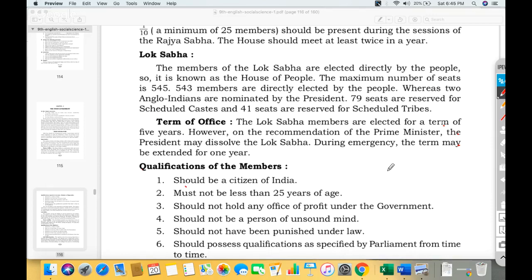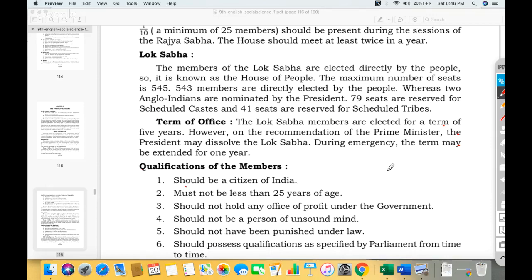Okay, so the President of India can impose emergency. There are three kinds of emergency discussed in the constitution, of which two main ones are national emergency and financial emergency. Has emergency ever been imposed in India? Yes, it has been imposed once, in 1975.